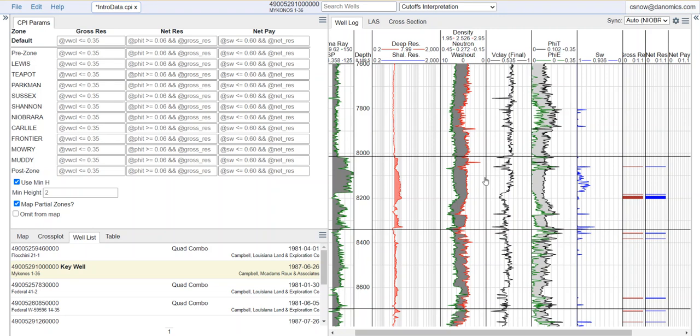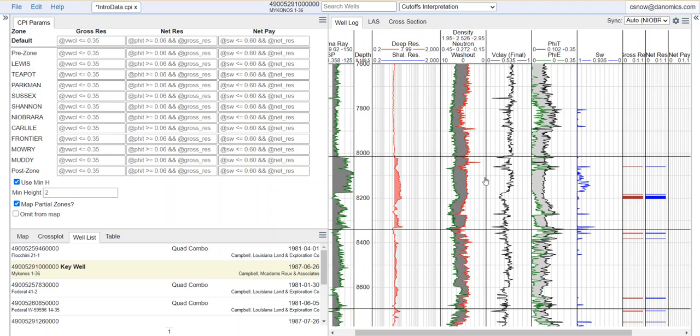For something like clay volume, if you're looking to frack the reservoir interval, you might say that you need to be below a certain clay volume in order for the rock to be brittle enough to be able to initiate a frack effectively. So there's a number of ways we can think about it that way.